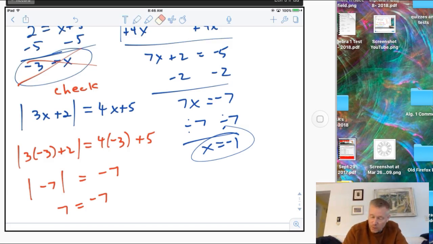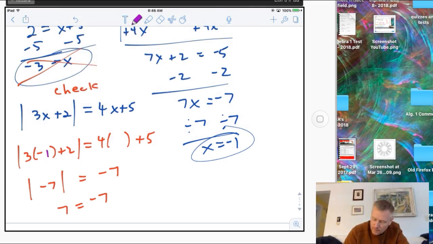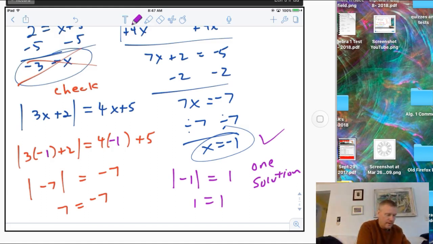If I check the negative 1 one, what do I get there? 3 times negative 1 is negative 3. Negative 3 plus 2 is negative 1 equals negative 4 plus 5 is 1. So I get 1 equals 1. So this one works. There's only one solution. Okay, is what happens with that one. Anyway, I know that's a bit of a weird one, but that's what happens there.